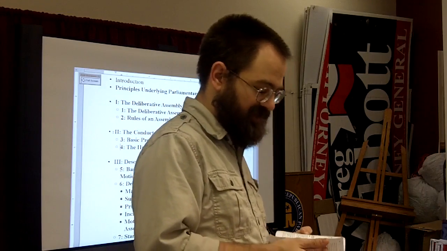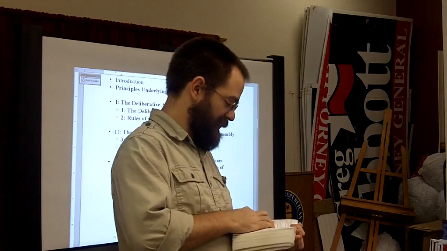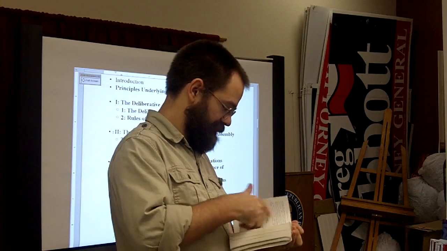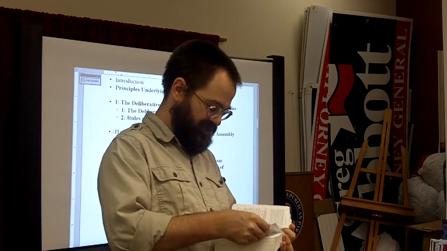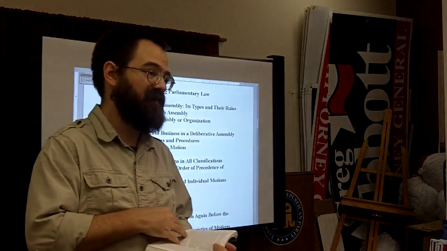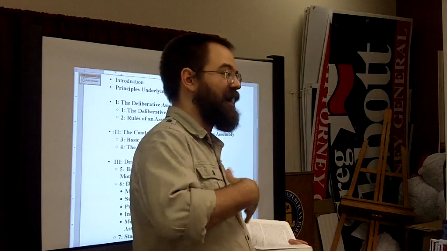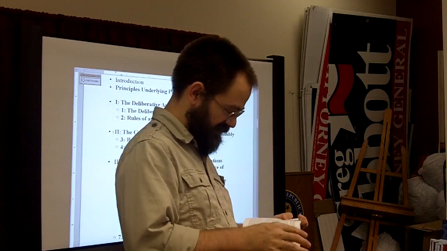We also have what are called subsidiary motions. These are things that always apply to the main motion. So these are things like an amendment, postponing things, sending things to committees, laying things on the table, things that always have an object that is a main motion. And we'll talk about some of those individually as we get to them if we have time.